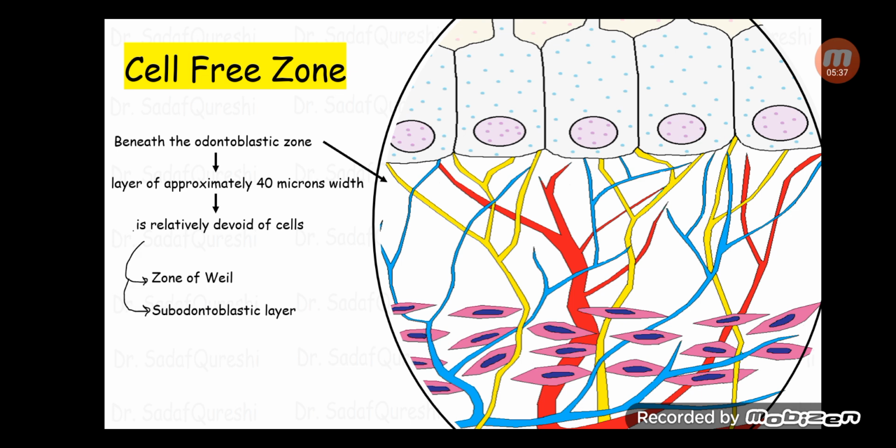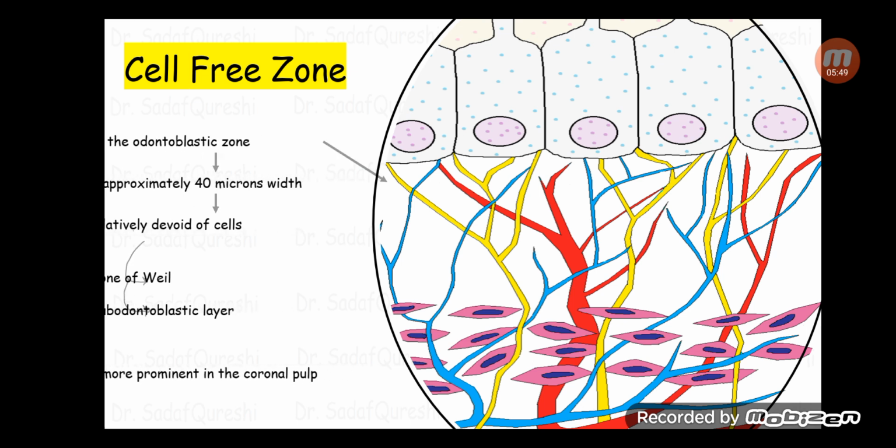It is also called the zone of Weil or subodontoblastic layer because it is present below the odontoblastic layer, so that's the reason it is also called a subodontoblastic layer. This zone is more prominent in coronal pulp and less prominent in radicular pulp.